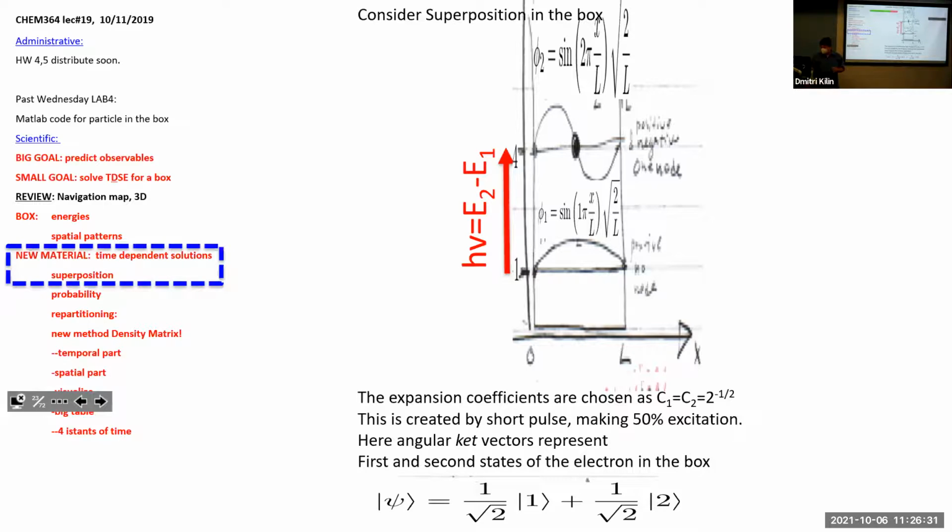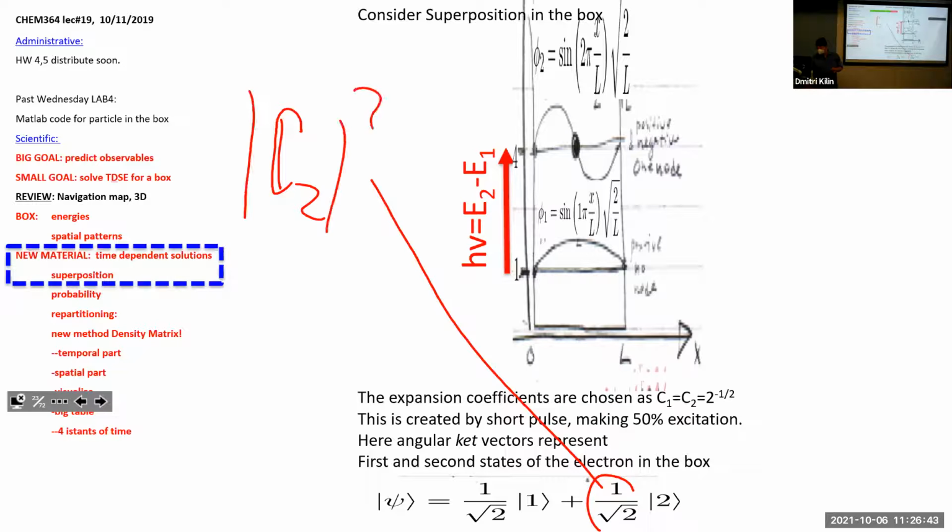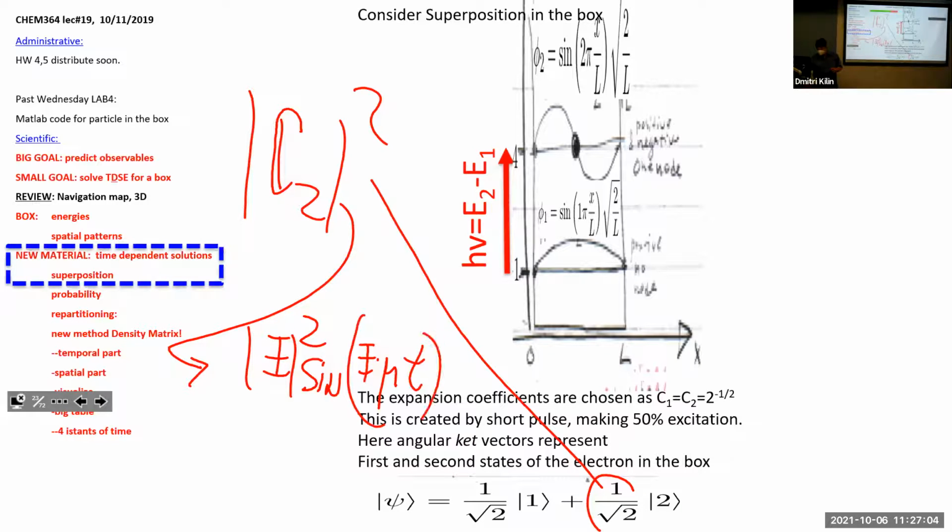But the probability of this excitation, which we can call just C of the state 2 absolute value squared, will be proportional to electric field intensity. And then it will oscillate as the electric field times transition dipole times t.